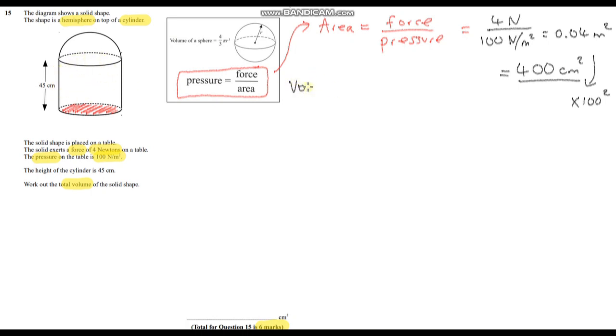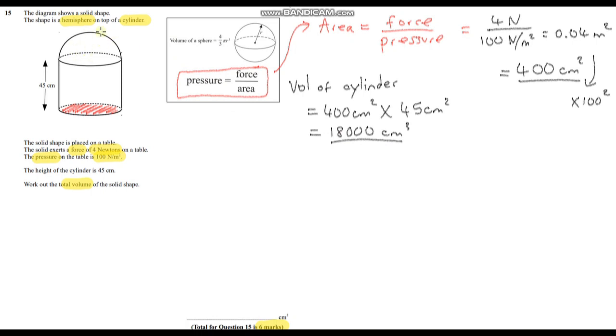So volume of cylinder, or it's going to be our area, 400 centimeters squared, multiplied by our height, which is 45 centimeters. And that gives us 18,000. And the units are centimeters cubed. So that is the volume of our cylinder.